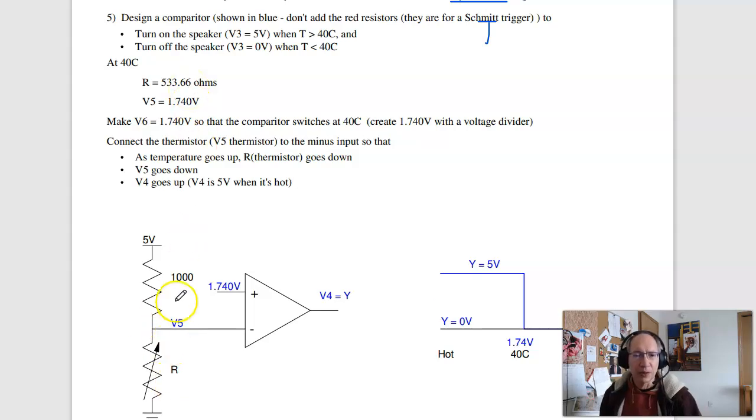The voltage from a voltage divider is 1.74 volts. This 1K is kind of arbitrary. It tends to work best if you keep these close to each other. So I'm going to switch at 1.74 volts, which is 40 Celsius.